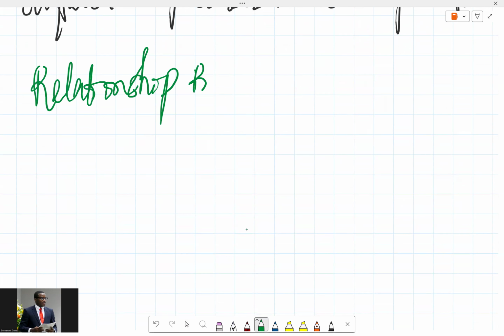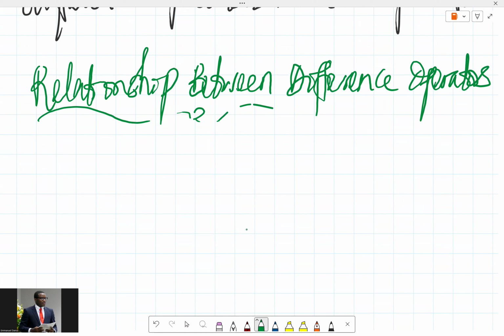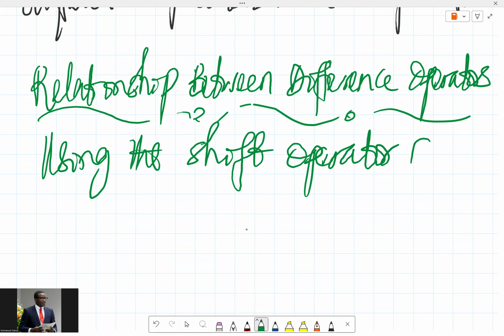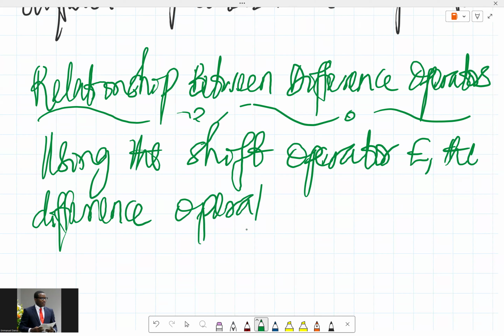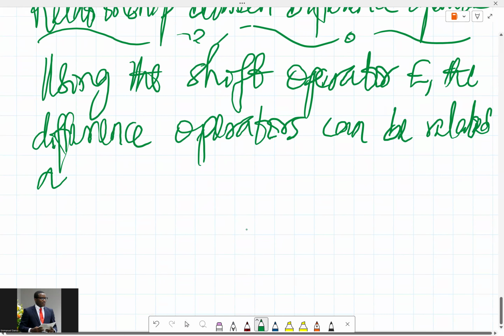Relationship between difference operators. So what kind of relationship exists between them? Like we said, using the shift operator E, the difference operators can be related as follows.